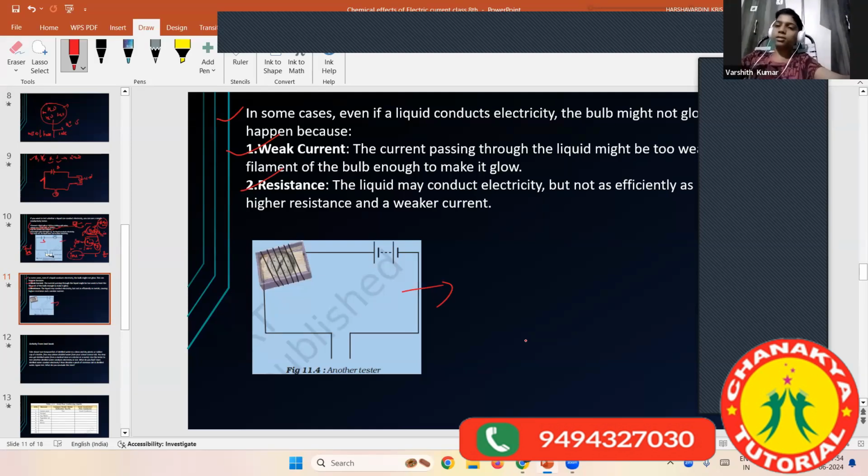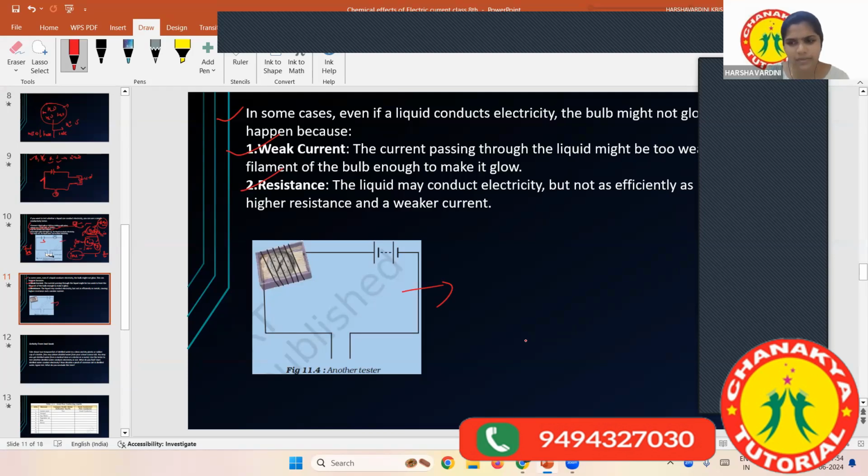Ma'am, in this circuit they are using the magnetic effect of electric current as a tester. Good. Ma'am, when we pass electricity through the wires, the electric wire becomes an electromagnet and the compass needle gets deflected, and this will show whether the substance is a conductor or insulator. Correct. So this experiment you have learnt in your 7th standard.